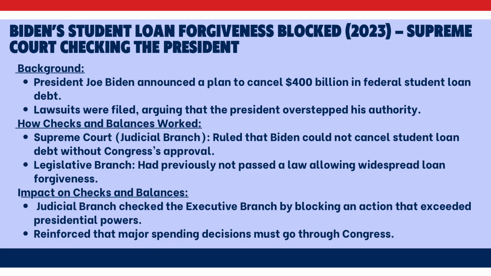Alright, let's take a look at some modern examples of checks and balances in action. The first was Biden's student loan forgiveness that was blocked in 2023. Biden wanted to forgive billions in student loans, but the Supreme Court ruled that it was unconstitutional and he did not have the power to do so, stopping the program.